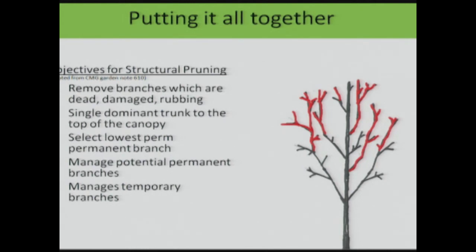And any branches that are rubbing each other or damaged, we get rid of, because if they're rubbing and always damaging each other, that's a constant source of a wound that decay can enter, so we get rid of those. Those do count against our pruning budget. Then we do work to maintain a single dominant trunk to the top of the canopy. So in this case, we took out this competing one. This was kind of starting to compete, so we suppressed that branch.